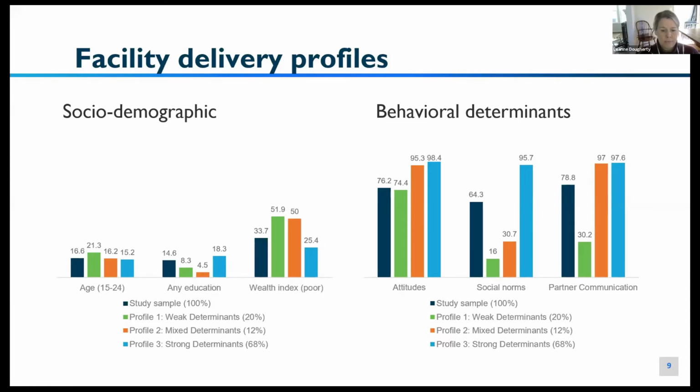the sample overall. And for the wealth index, we see that the weak and mixed determinant profiles are much poorer, with over 50% of the weak and mixed determinant subgroups falling into the poor category, when for the sample overall is about 1/3. Next, we review the behavioral determinants, and we find that while the profile with strong determinants has over 90% positive attitudes, social norms, and partner communication, the green bar for the weak determinants is considerably less. And the orange bar for the mixed determinants shows a mix of positive attitudes and partner communication, yet weak social norms.